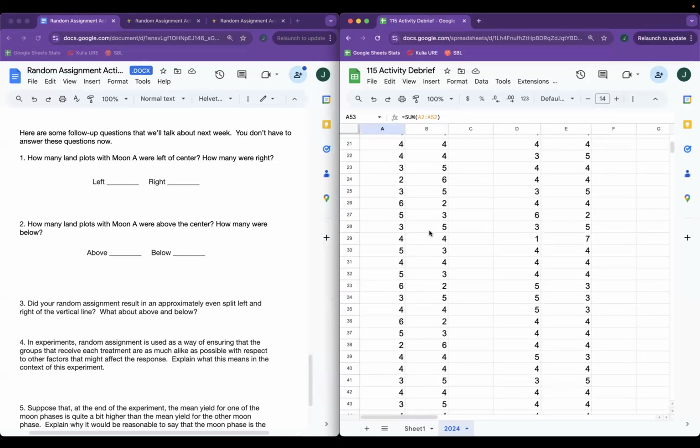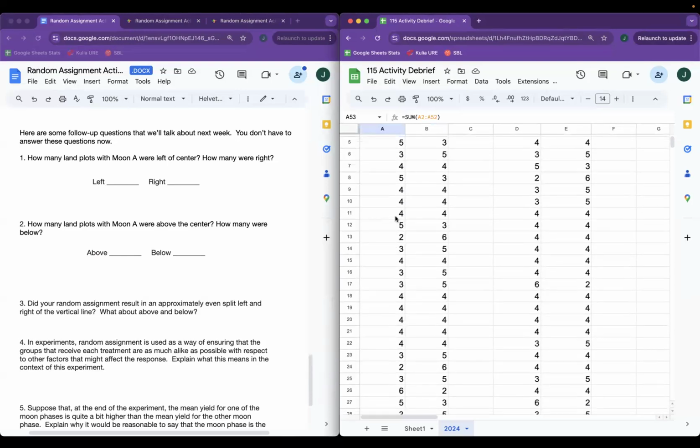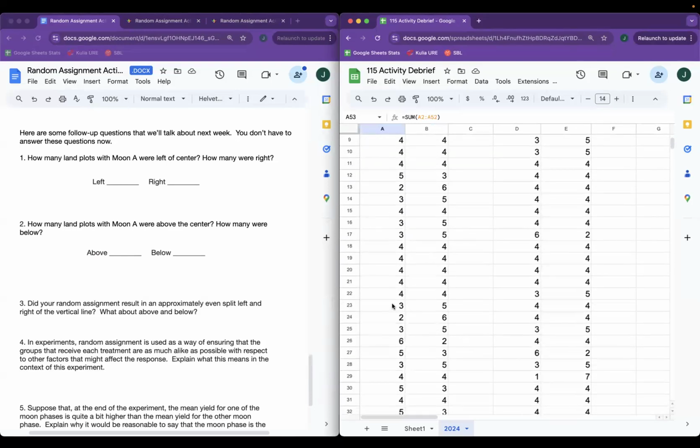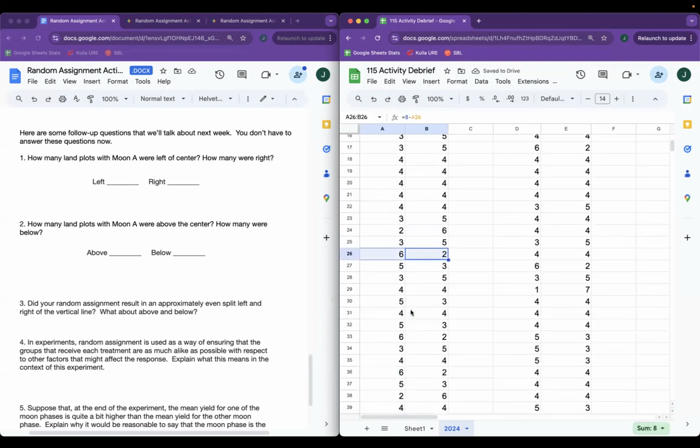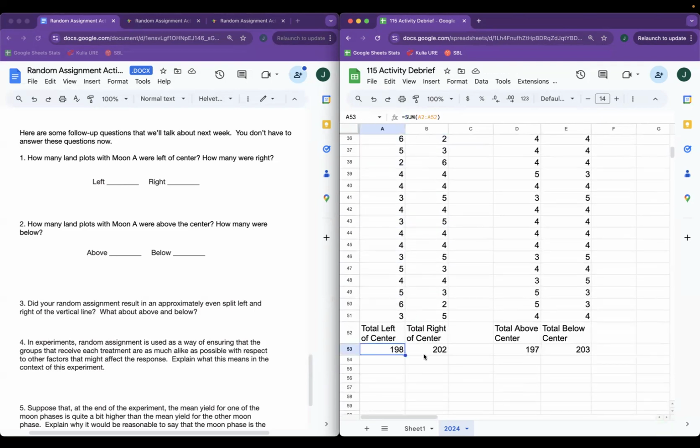The other thing I want you to notice is that if you look at some of the individual results that you had, some of us had things like 3 and 5, and there are some instances of 2 and 6, or vice versa, 6 and 2, right? But in the end, it all kind of balanced out when we combine everyone's results.